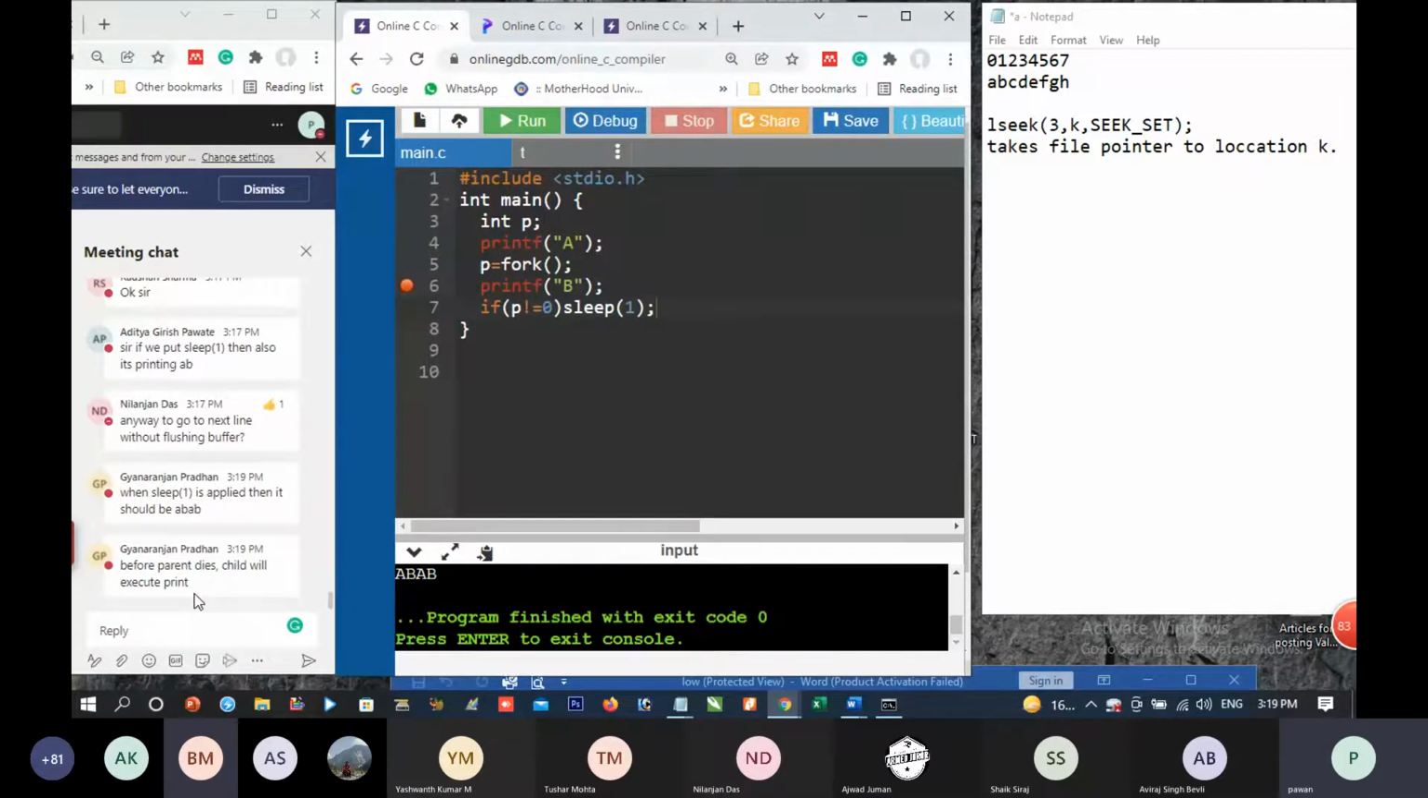Jan, it is not clear to me. What are you saying? First of all, you should not say main. Yes, here. Before main dies. Parent is a general term and main is specific. Is it correct? Yes.